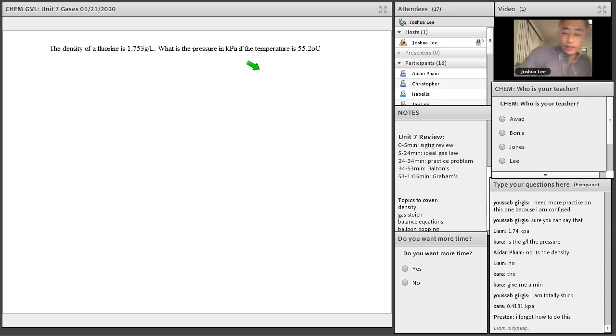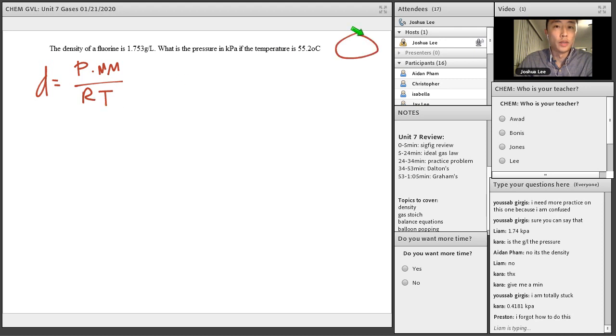All right, so let's see what y'all did. So, density is pressure times molar mass over RT. Then we'll see where you guys messed up. Couple things. Temperature has to be in Kelvin, so 273 plus 55.2, so 328.2 Kelvin.